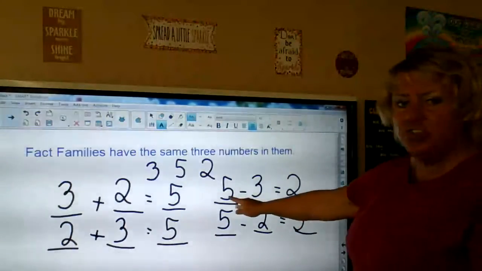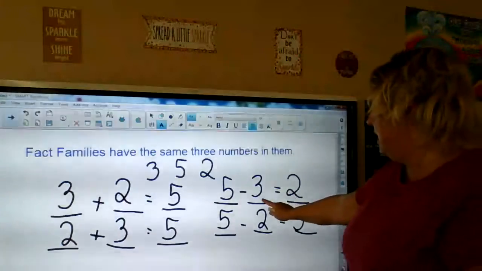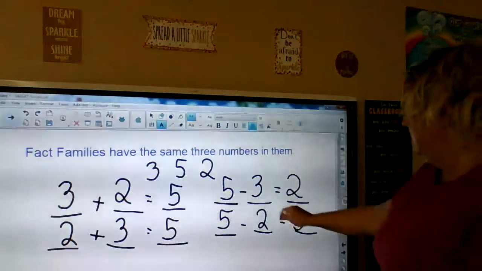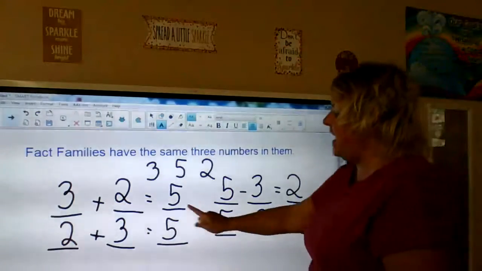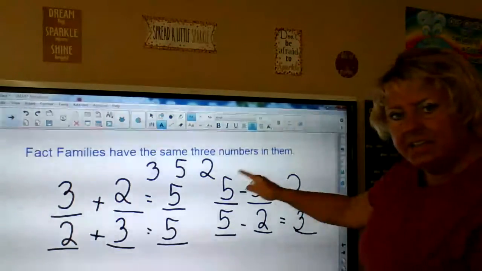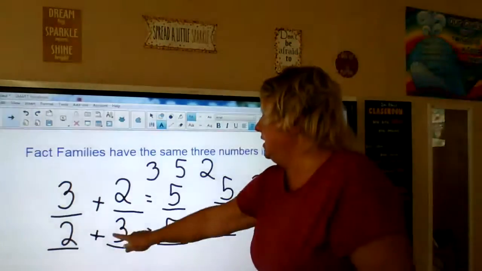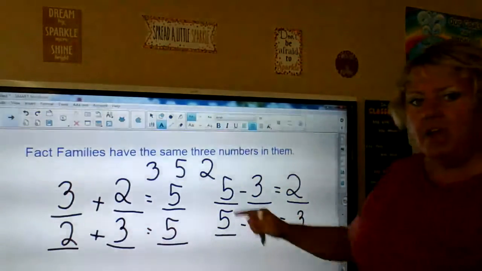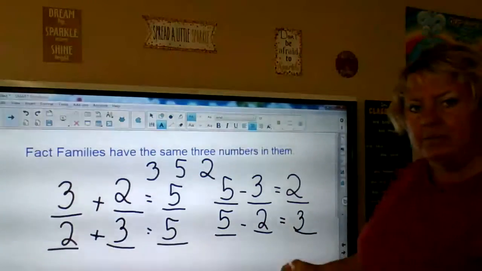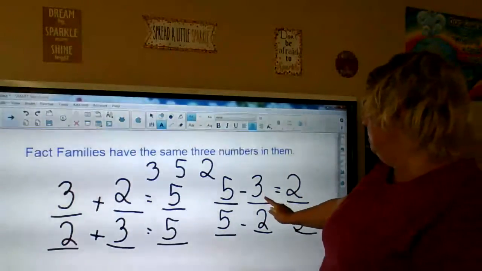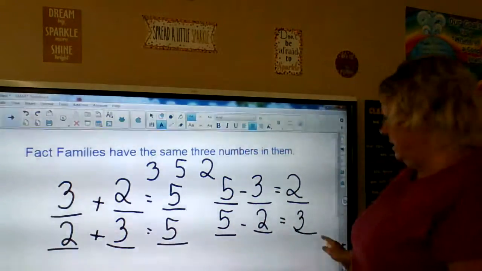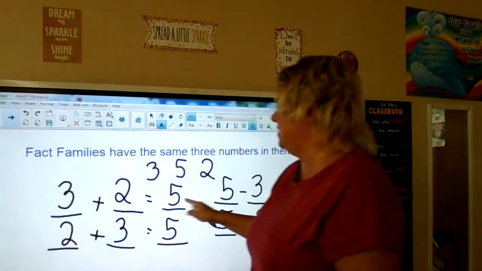Over here, I can check my work. Is 2 plus 3 5? 2 plus 3 is 5. Is 3 plus 2 5? 3 plus 2 is 5. Do you see how these are related? 2 addition, 2 take away. They all have a 3, a 5, and a 2. Okay? I can work backwards to check. 2 plus 3 is 5. I already wrote that here. 3 plus 2 is 5.